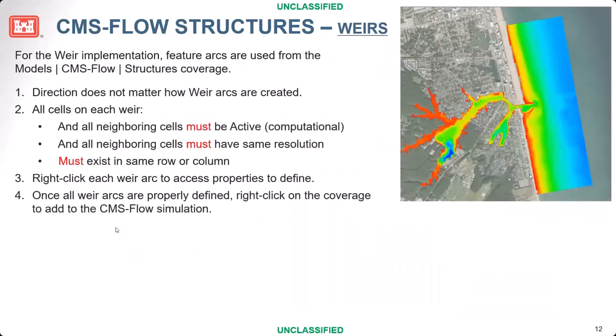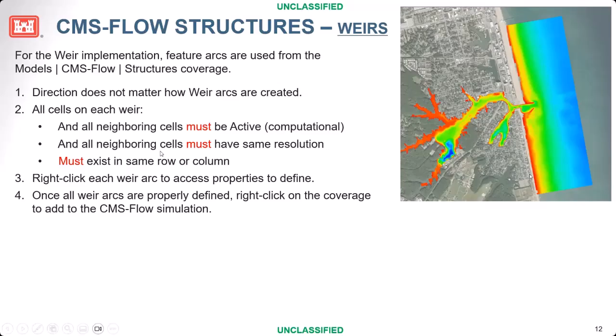The other 2 types are pretty much similar. So for weirs, this is an example here at Rudee Inlet in Virginia. And we've got a weir situation here on the South Jetty. So there are a couple of restrictions for this. For weirs, all cells and all neighboring cells must be active. So you can't have a weir directly next to or on top of non-computational cells. And that's just something for the way we calculate things in the CMS. We can't necessarily infer things from cells that aren't there.